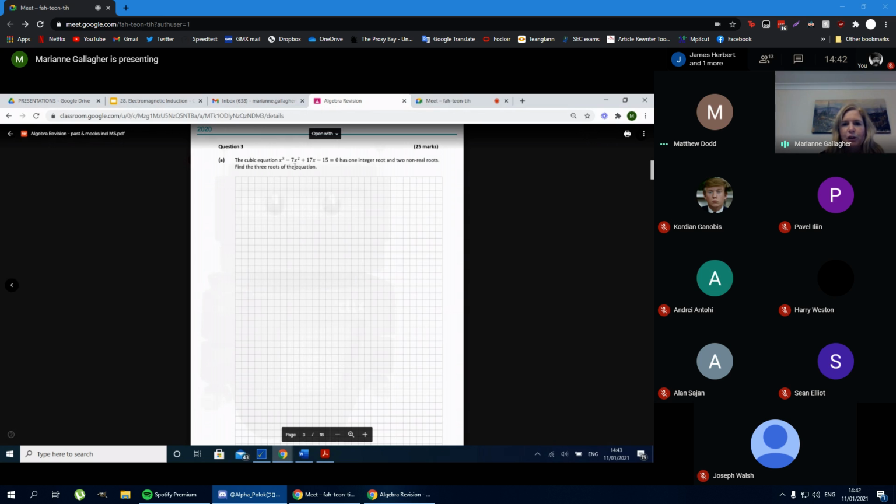Okay, so the next one is the cubic equation. One integer root. You just have to find the first root by trial and error, and then you do your long division to get a quadratic, and then you solve the quadratic, okay? So that should be fairly straightforward. So this one here, was it?